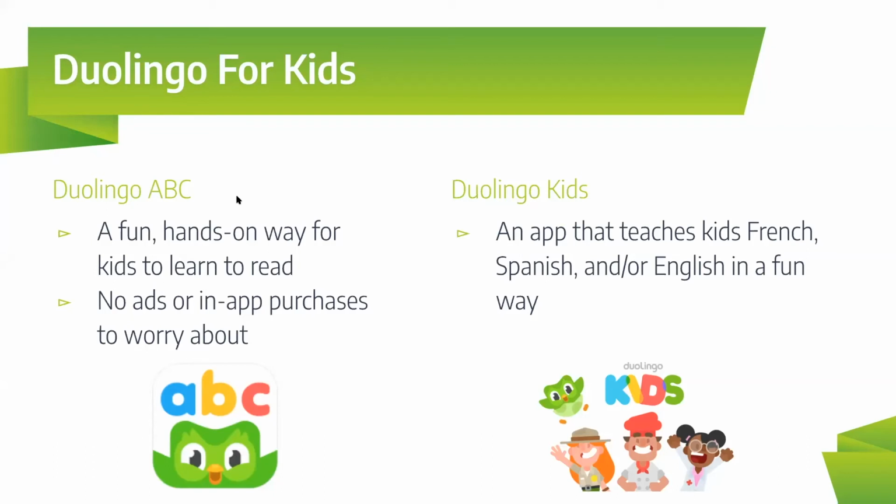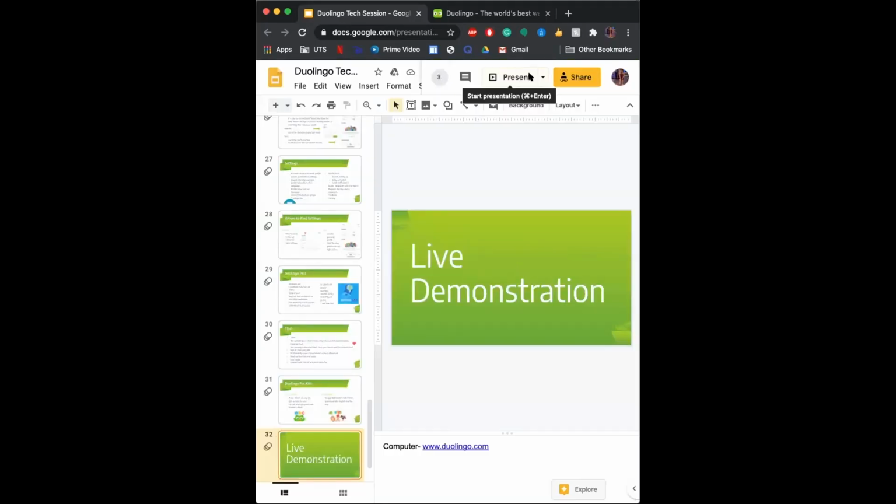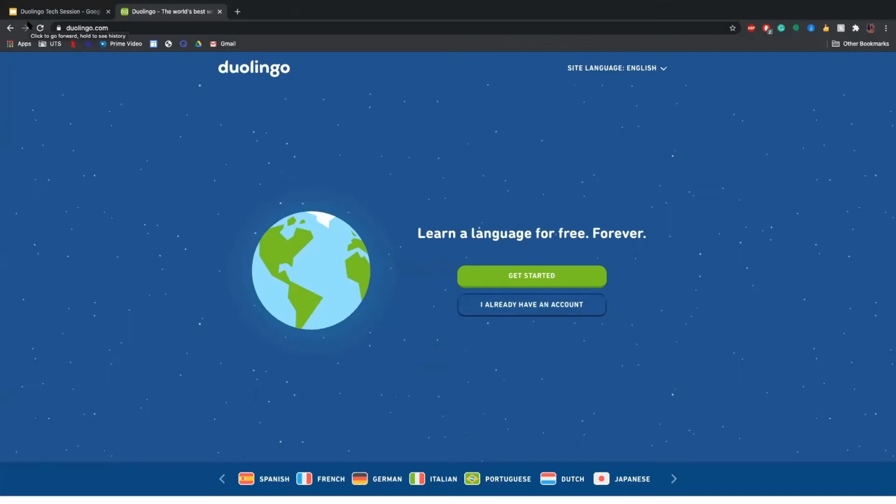And then there's also Duolingo Kids available, which is just Duolingo for younger kids, and it teaches kids French, Spanish, and or English in a fun way. So it's very similar to Duolingo, but it's more for younger kids. Okay, so now I will be moving on to a live demonstration to give you more of an understanding about how to use the actual website. So I will be giving the demonstration on a computer because I just felt that it was a more general way to show you the program, and it's very easy to access the website from any device.